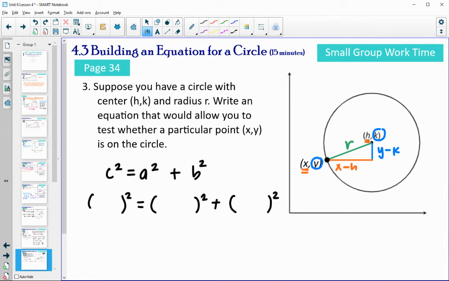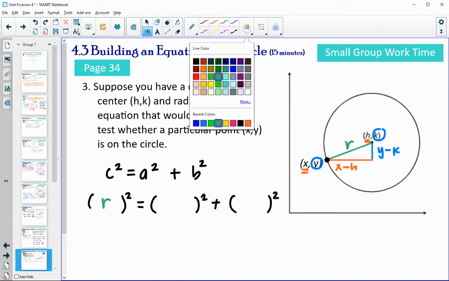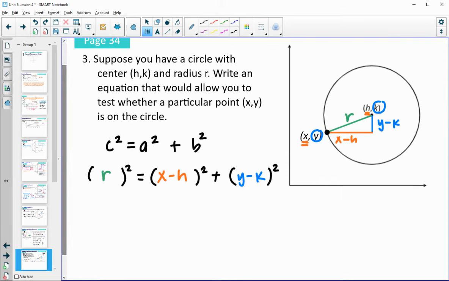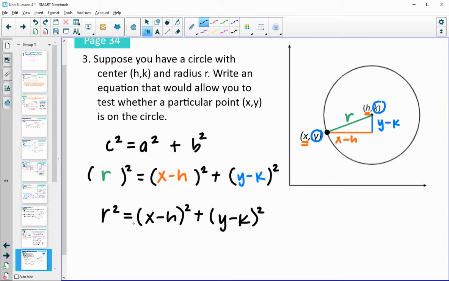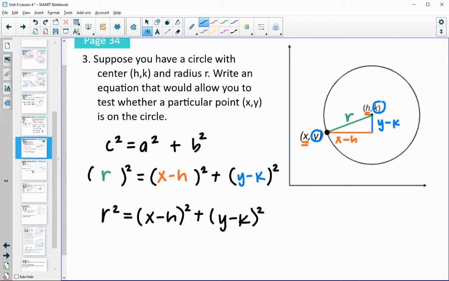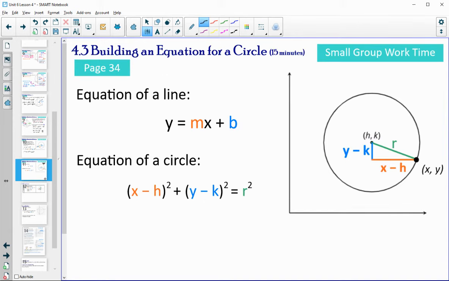Your c value on here is r, because we just call it a radius. Your legs, one of them is x minus h. The other one is y minus k. So we'll square those and add them together. And then you have a generic equation. I would just clean this up and write r squared equals x minus h, so subtract those x's, plus y minus k, so subtract those y's. And for this circle, to check if a point is on the circle or not, it should satisfy this equation. So that is actually the circle equation.